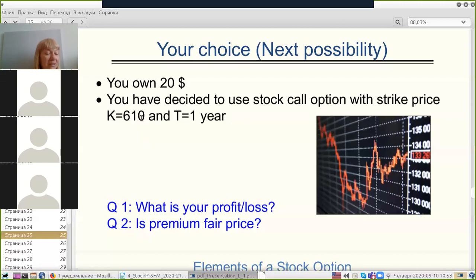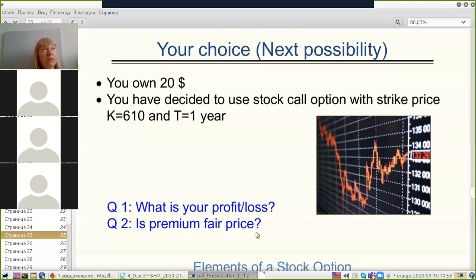And what is the premium? The premium is these $10. I was waiting for this question, because it would be very nice if this contract were free. This contract isn't free, and the cost of this agreement is called the premium.